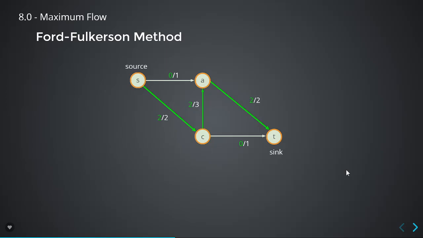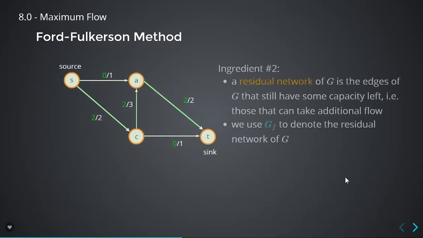You can probably say that this is the greedy algorithm, right? Because you're choosing the edge that has capacity 2. So you need to put in a bit more effort than just choosing the path randomly. And this is where the idea of the residual network comes into play.